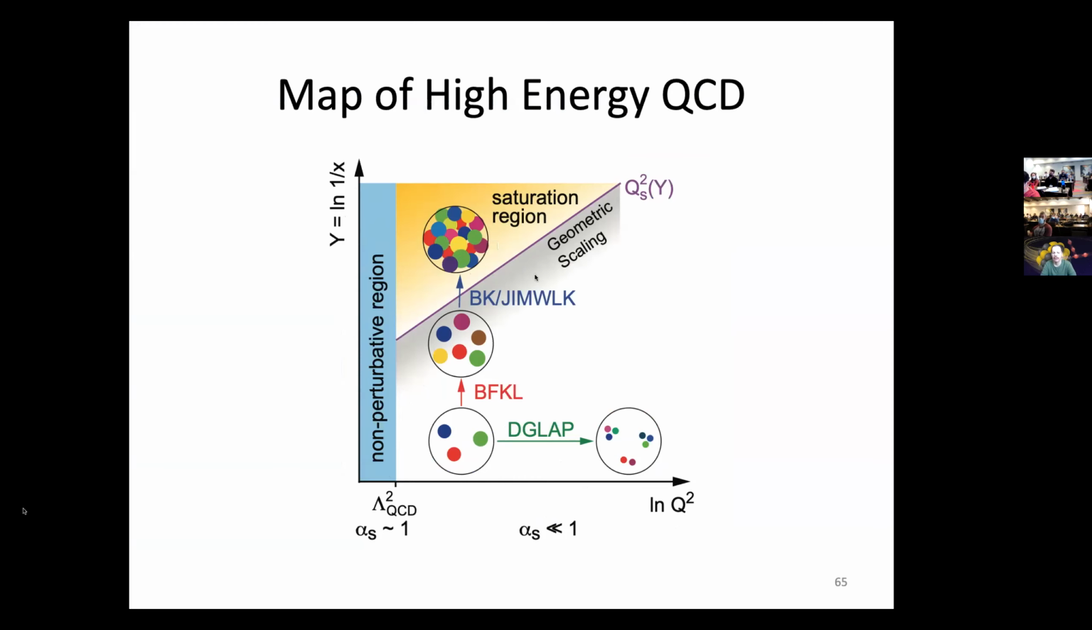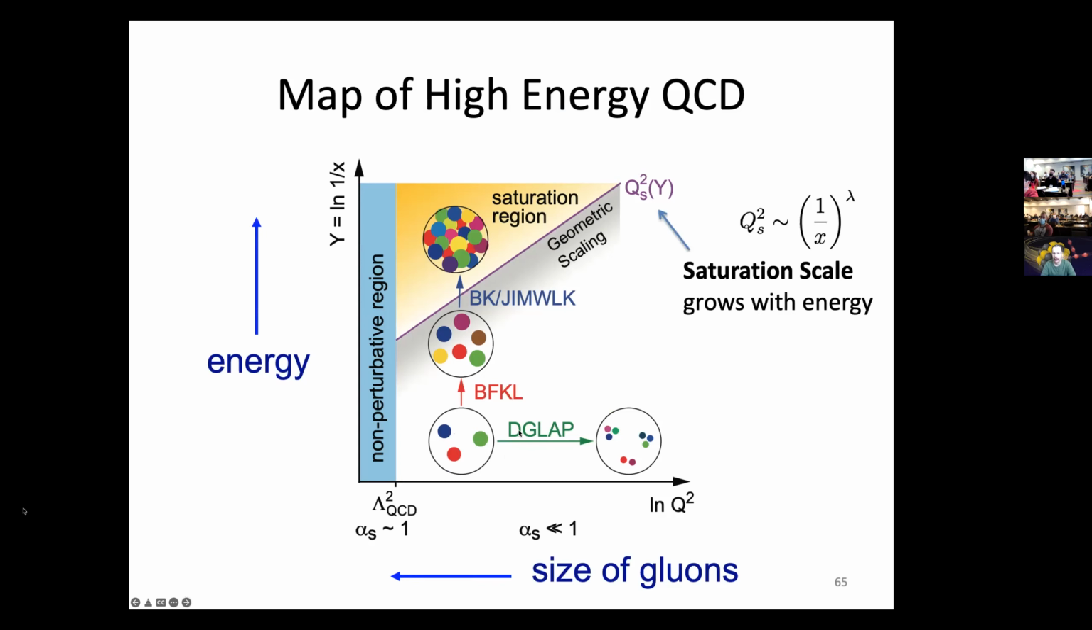And the nonlinear evolution equations we talked about are the ones which get us into the saturation region. BFKL evolution evolves us in x towards the saturation region, but doesn't by itself handle that region. And evolutions in Q squared, like DGLAP and CSS, evolve us in Q squared to the right. So that's really the summary of this part of my talk.